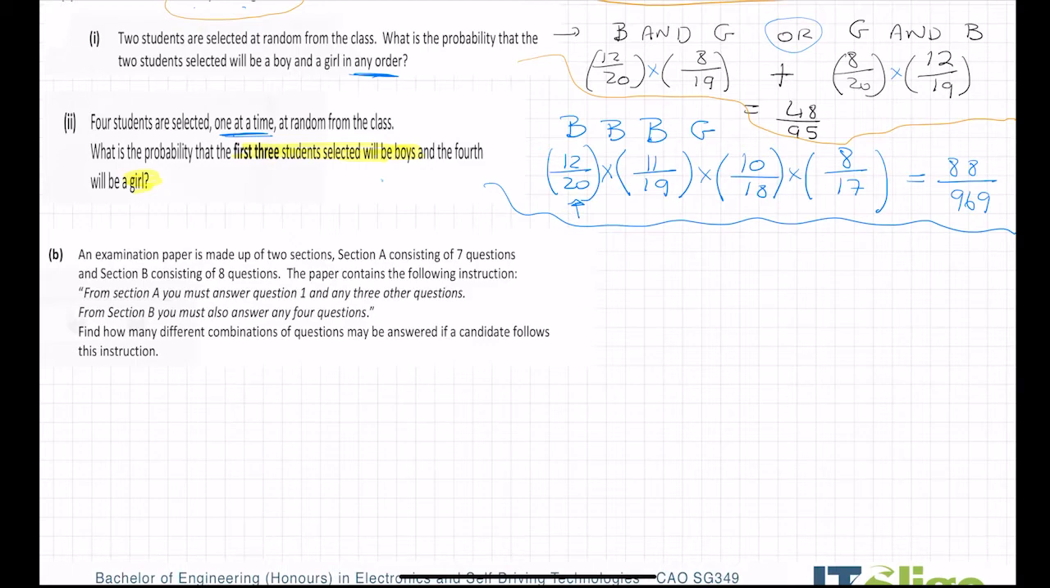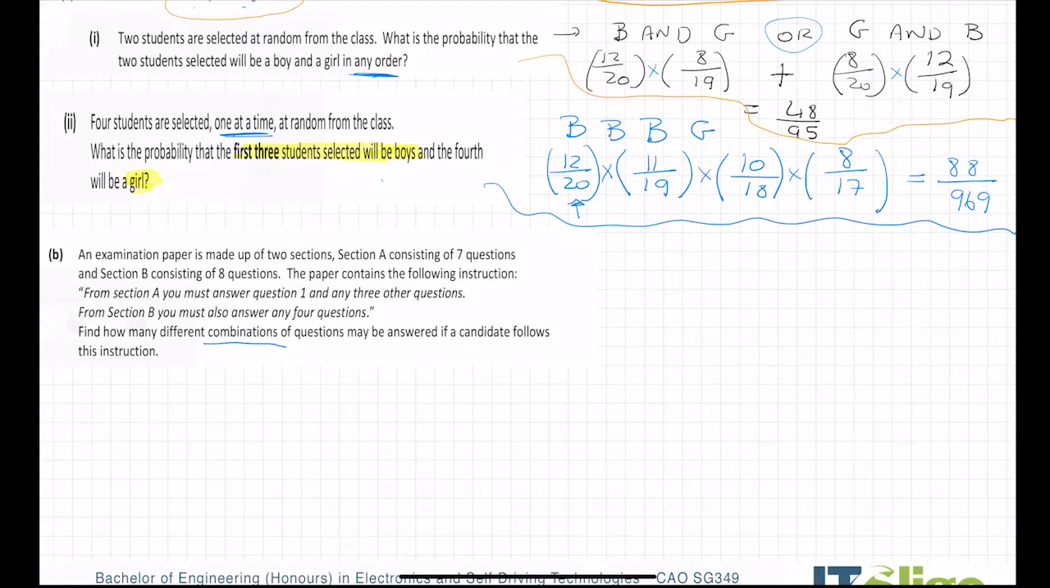From Section A, you must answer question 1, so that's a compulsory question, and any 3 other questions. From Section B, you must also answer any 4 questions. Find how many different combinations of questions may be answered if a candidate follows the instruction.